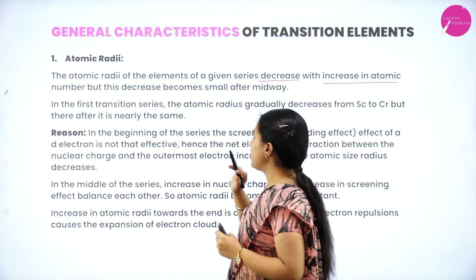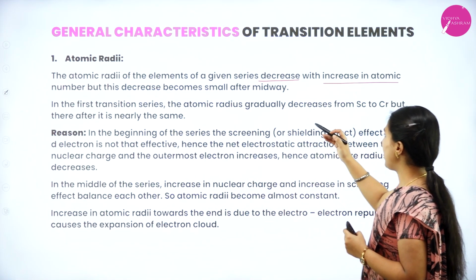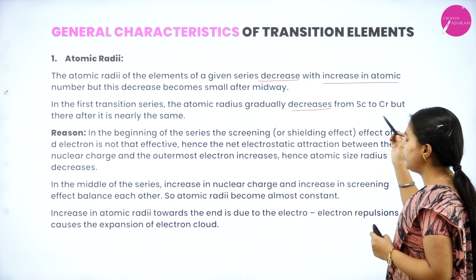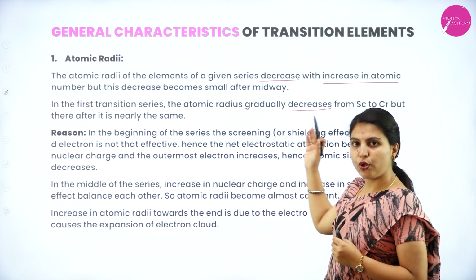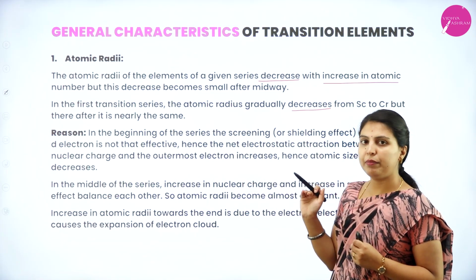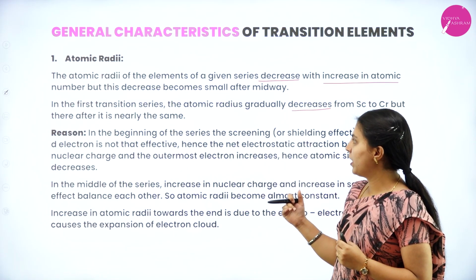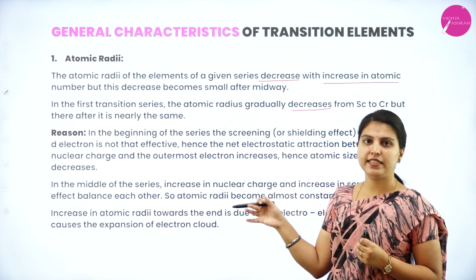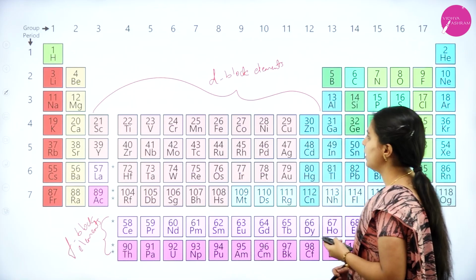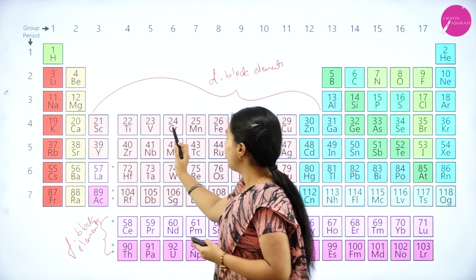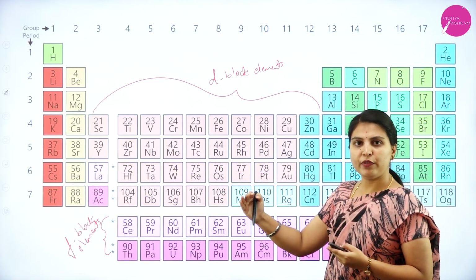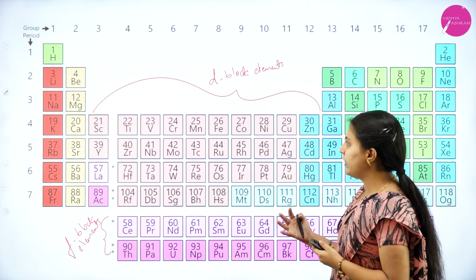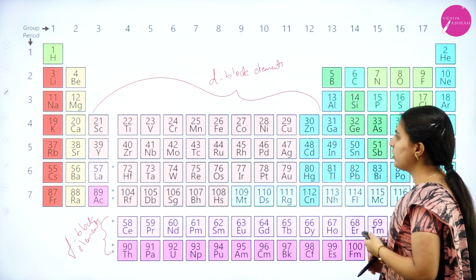In the first transition series, the atomic radius gradually decreases from scandium to chromium. From scandium to chromium, the atomic radii gradually decrease. Thereafter, it is nearly the same. Okay, see here, from scandium to chromium, the atomic radius decreases. Later, it is almost the same.